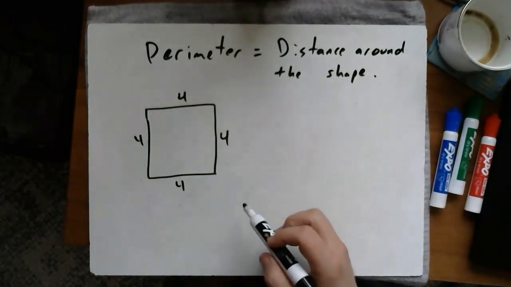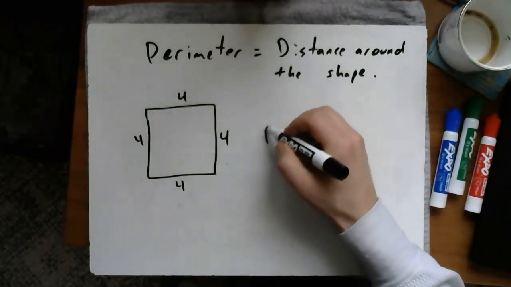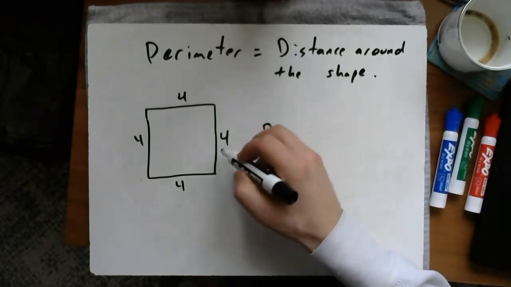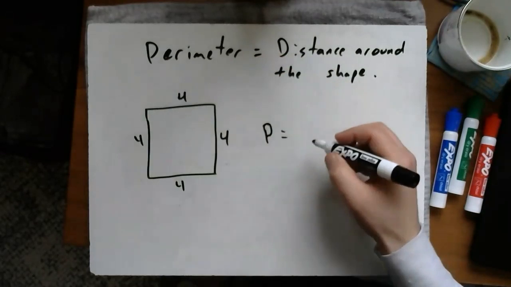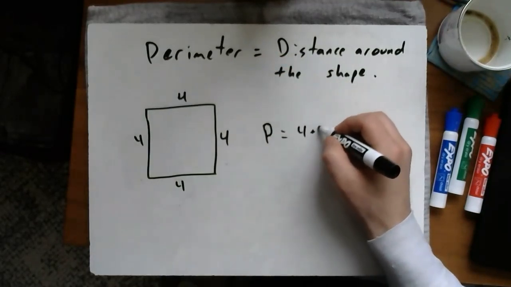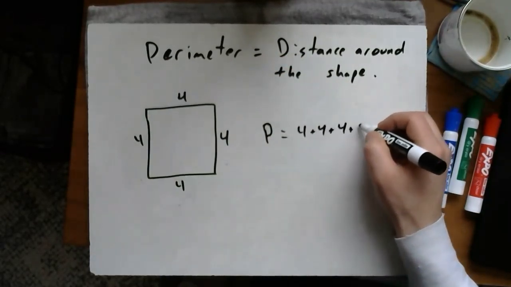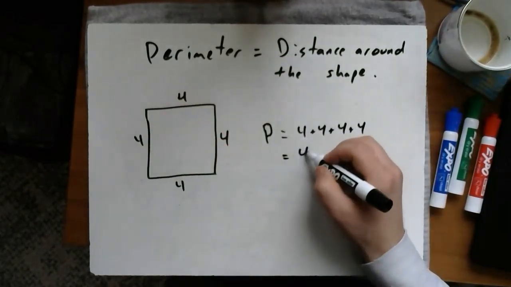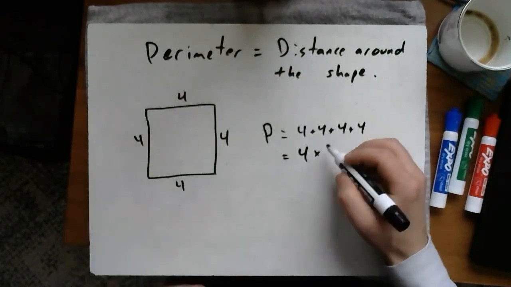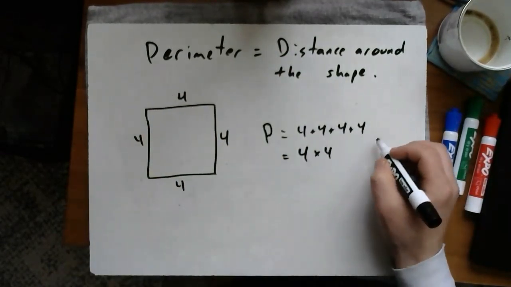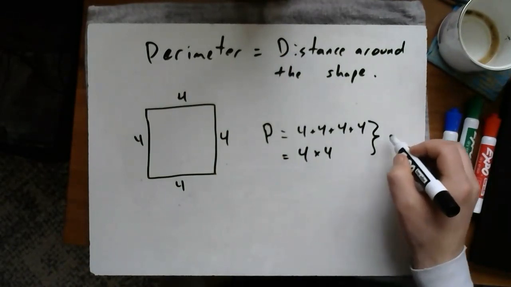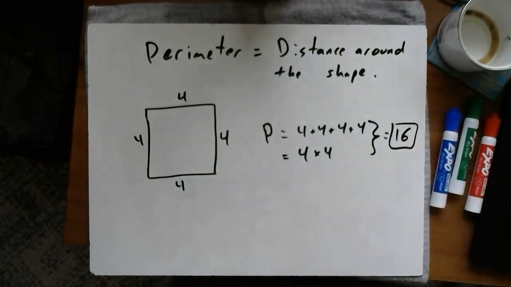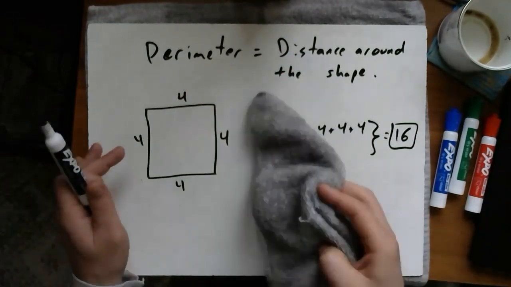And so the perimeter would be 4 plus 4 plus 4 plus 4. We just add up all the side lengths. And if it's the same side lengths, we could also just multiply that 4 by, well, there's 4 4s, so 4 times 4. Anyways, they both get to 16. All right, so that's the perimeter of just a basic shape.